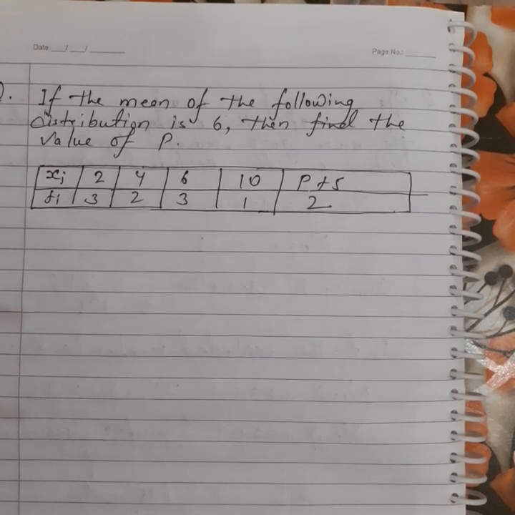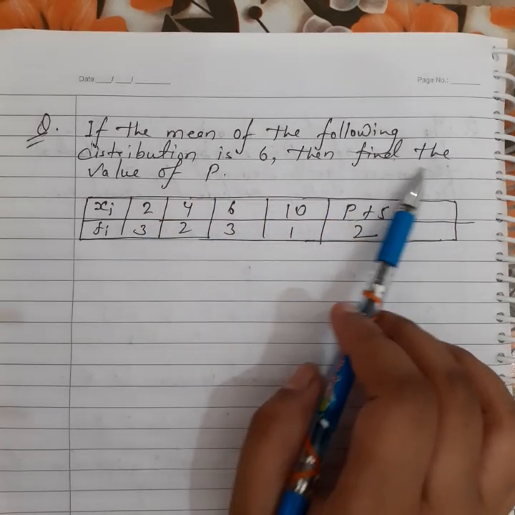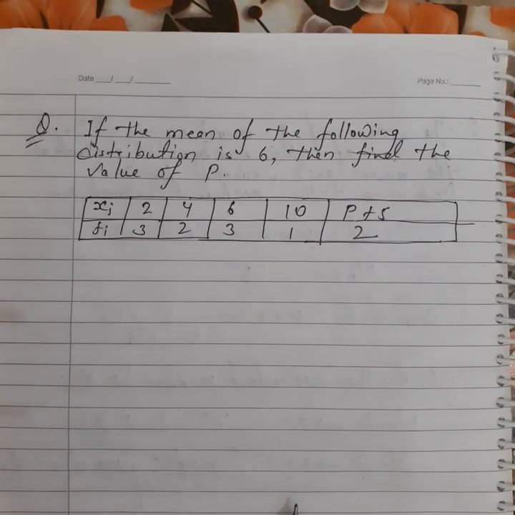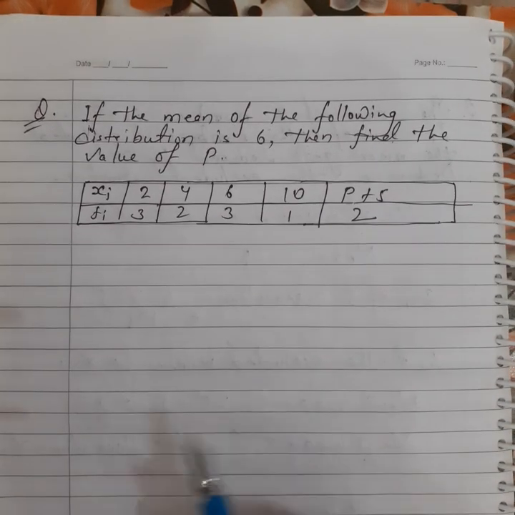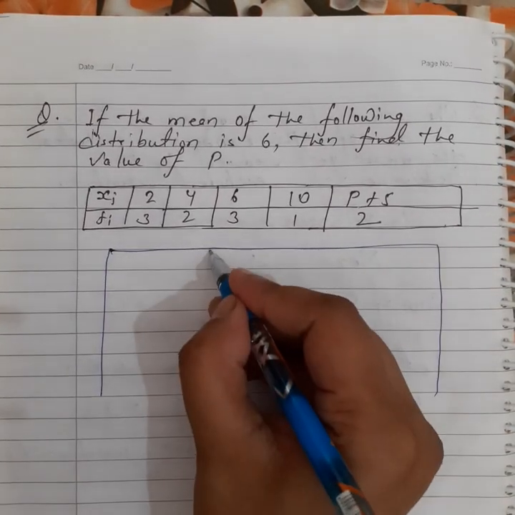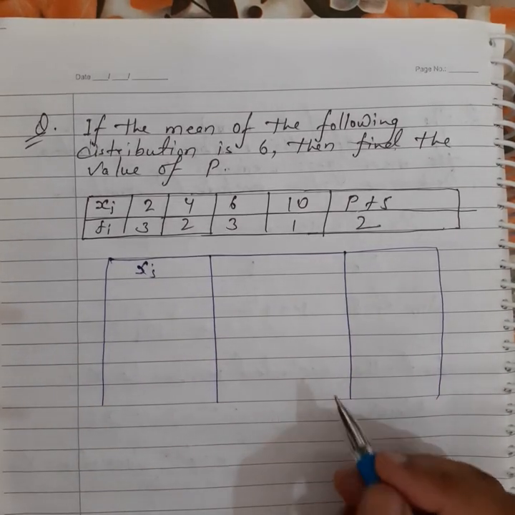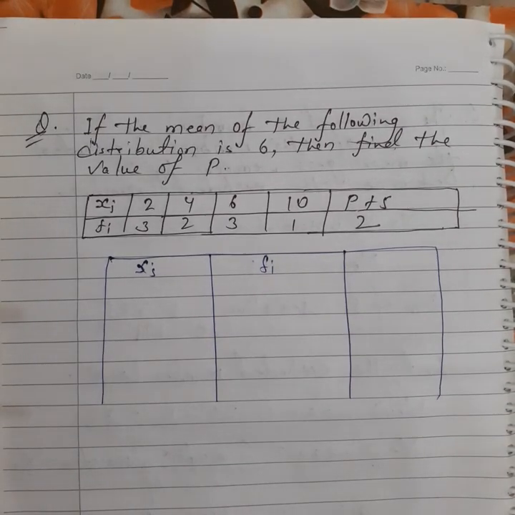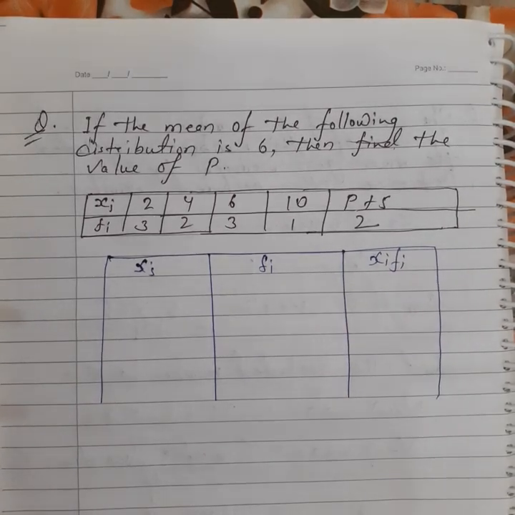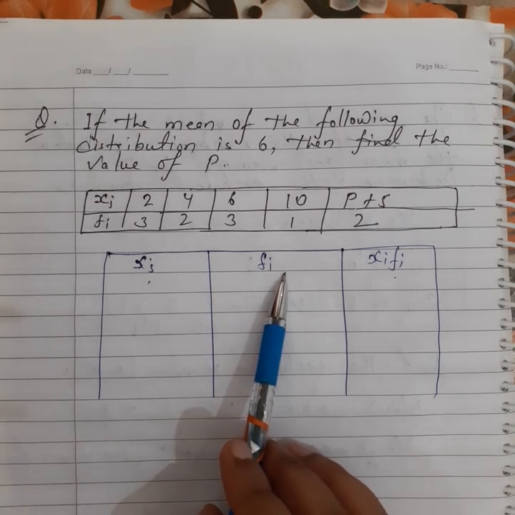One more question, and this is the last one. If the mean of the following distribution is 6, then find the value of P. Here a distribution is given. So what do we have to do? Again we have to construct a table of 3 columns. In the first column we write xi, that is the observation, then fi, that is the frequency of the particular observation, and in the last column we find the product of the given observation and the respective frequency.